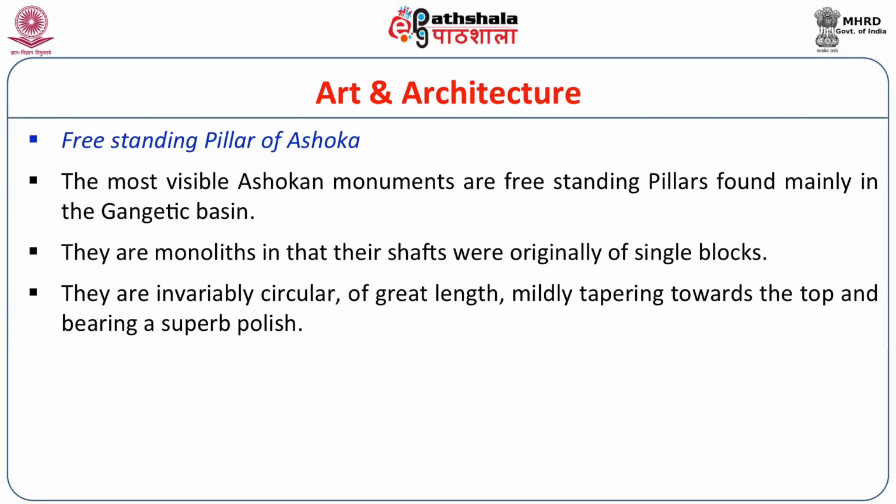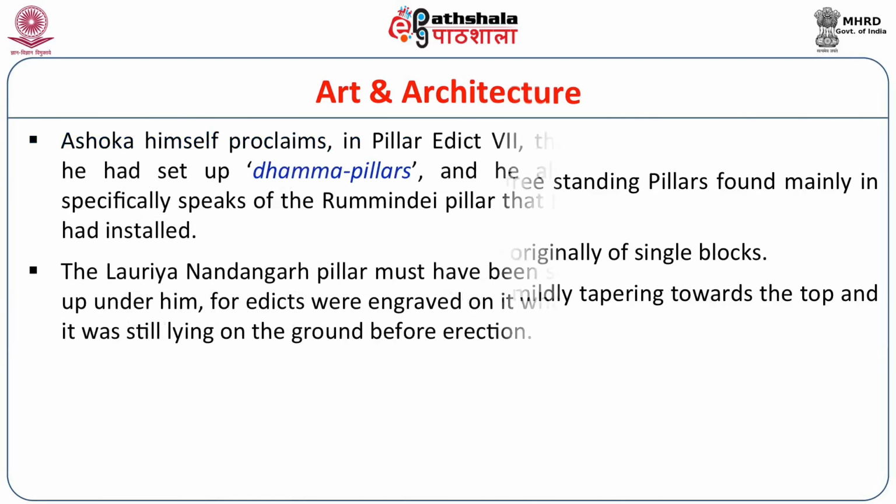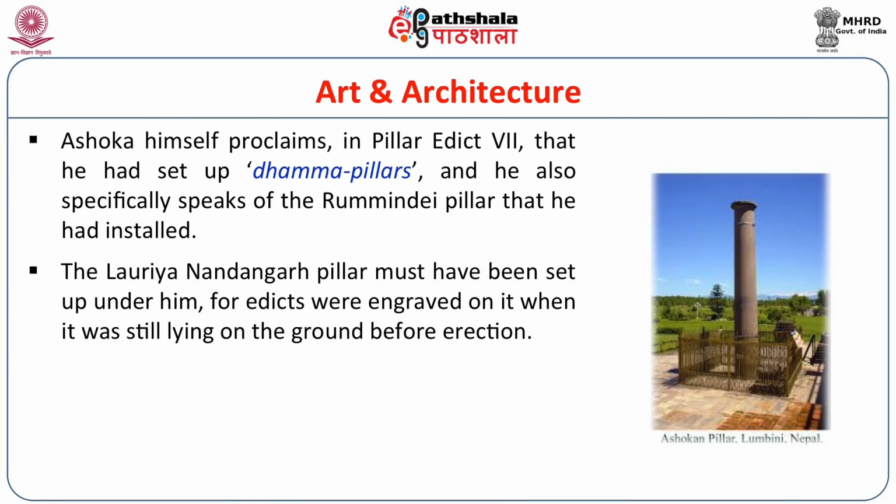The pillars were finished with a lustrous polish, which is typical of the Mauryan age. The mention of the pillars has been made in Ashokan edicts themselves. In Ashokan pillar edict number 7, Ashoka talked about the setting up of Dhamma pillars, and he specifically talks about the Rumindi pillar which he had installed.